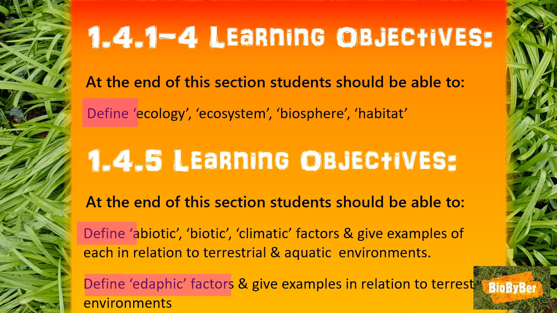This means we have to learn the definitions of these terms and they have to be learned word perfect. Not only do we have to learn the definitions, but we have to give examples of the terms in relation to terrestrial and aquatic environments. What are terrestrial environments? Well, the word terrestrial comes from Latin meaning earth. E.T. was an extraterrestrial. He was from space. Aquatic environments involve water, coming from the word aqueous.